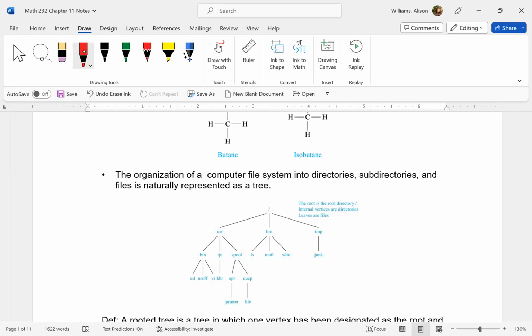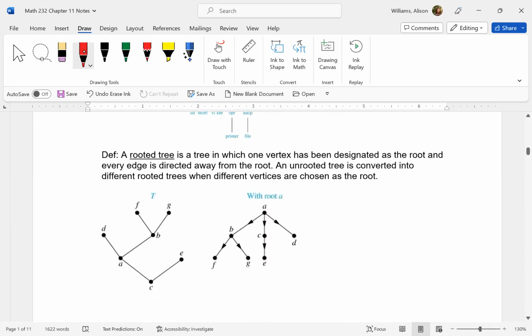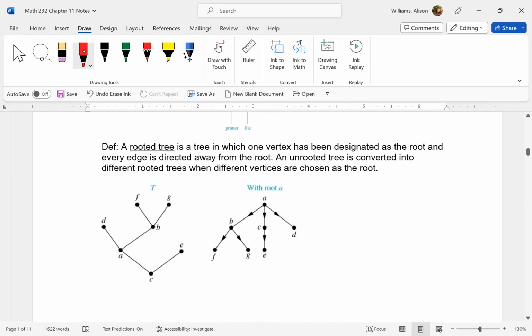Okay, so the next group of terminology we want to look at is a rooted tree. So a rooted tree is a tree in which one vertex has been designated as the root, and every edge is directed away from the root. An unrooted tree can be converted into a rooted tree when different vertices are chosen as the root.